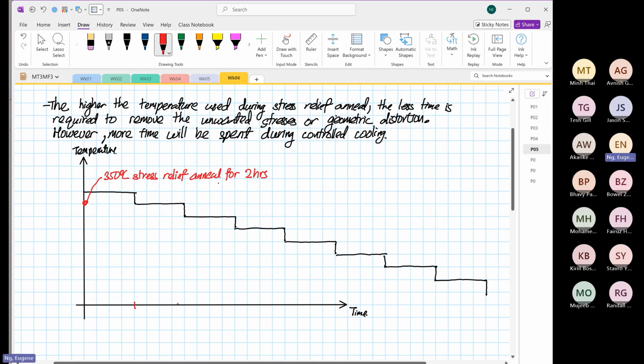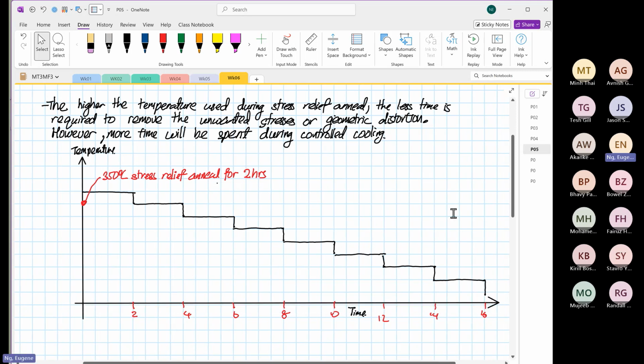And every one of these stages over here, all these are 2 hours. 2, 4, 6, 8, 10, 12, 14, 16 hours. So when you do that at 350, you need to spend 2, 4, 6, 8, 10, 12, 14 hours for what? Cooling. For control cooling.